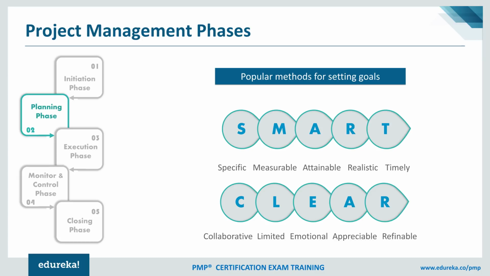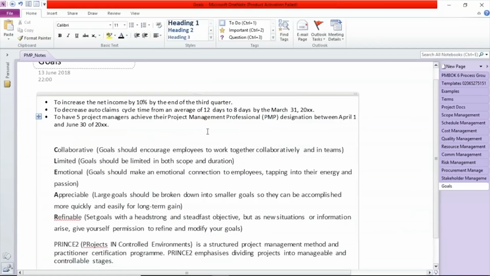Similarly, when you work on a goal, it should also be collaborative. It shouldn't happen that there is a goal, but people can't really relate to it. We should be able to get everybody, all the team, along. Limited, emotional, appreciable, refinable. Let's take a couple of examples so that we'll be able to relate to this. These are a bit specific examples. To increase the net income by 10% by the end of third quarter 2018, for example.